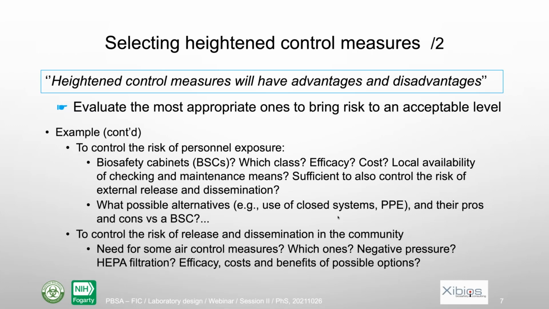If we keep with that example and want to control the risk of personal exposure, we could think first about biosafety cabinets. But in that case, which class would we need? Which type of biosafety cabinet? What would be their efficacy to reduce the risk? What would also be their cost? Also, do we have people or companies around that could do the checking and maintenance that are needed? Is it sufficient to also control the risk of external release and dissemination? So when we think about risk control measures, we need to think about all those aspects.